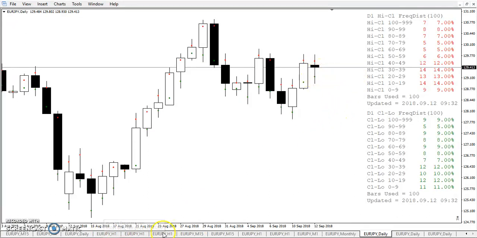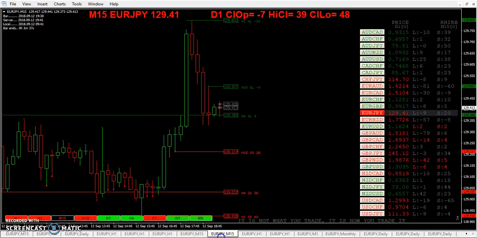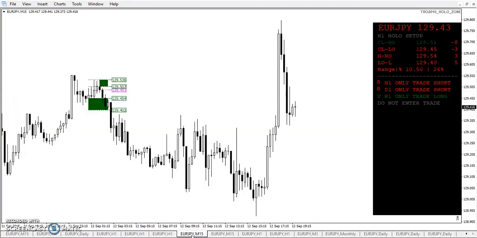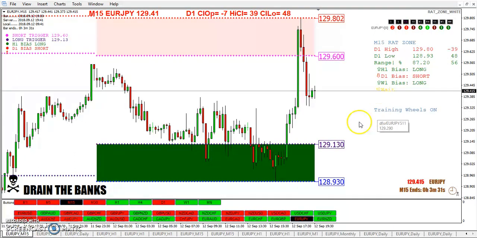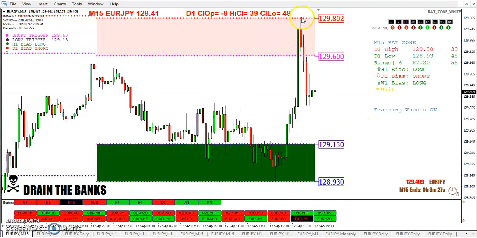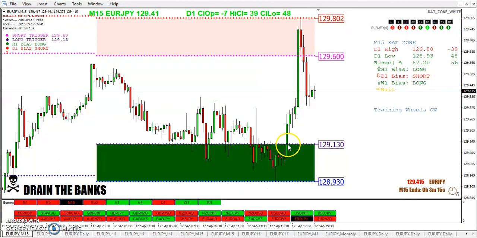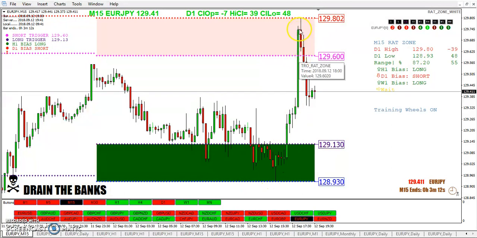So if you go back, where is the rat? I think it's right here. No, this one. Nope. Here we go. So you can see here, rat zone shows you how it worked. Right here, it put in a new high. It broke out. This is the rat zone, and you could have exited for profit. And then right here, it put in a low. It exited that rat zone, and you could have exited once again for a profit.